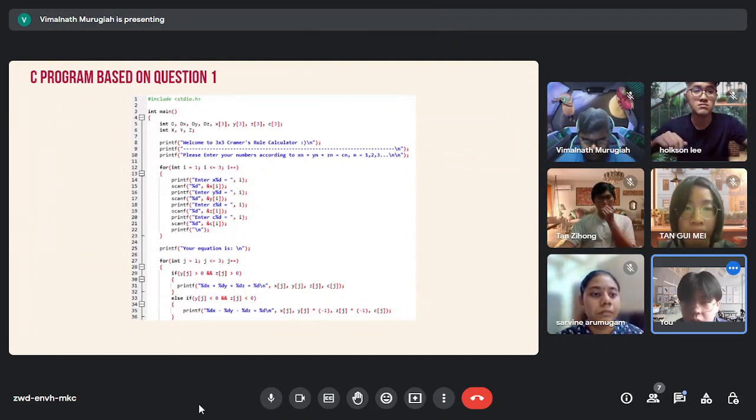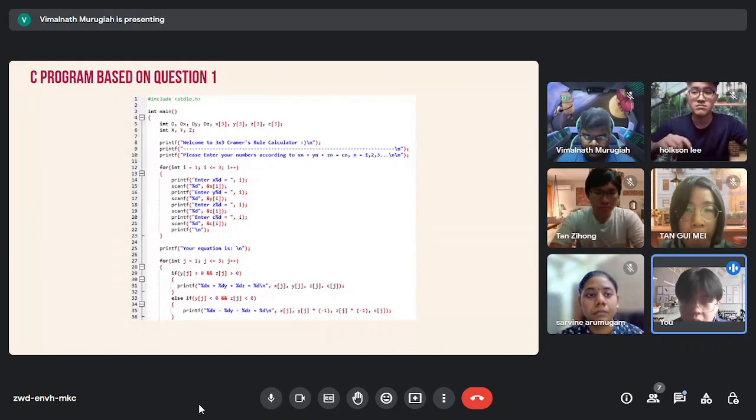So first of all, the header file, we use the include stdio, which represents the standard input output, and the main function. So first, we declare a total of 11 variables, which are d, dx, dy, dz, x, y, z with lowercase c and also uppercase X, Y, Z.